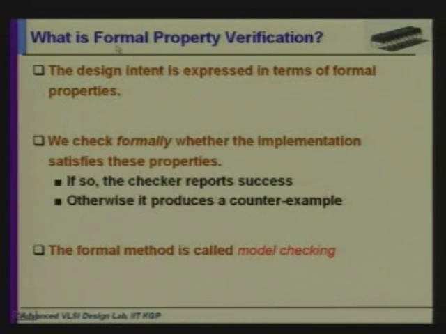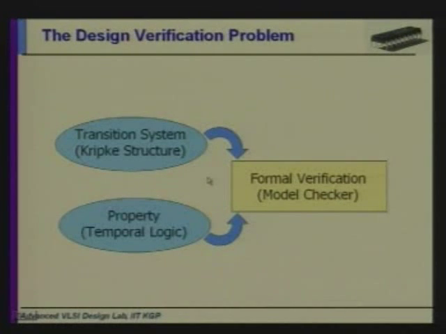So briefly, formal property verification is as follows. The entire design intent, that is the correctness requirements, is expressed in terms of formal properties. I will discuss what is meant by formal properties. Then we check formally whether the implementation satisfies all these properties or not. If the implementation satisfies all the properties, the checker reports success, otherwise it gives a counter example, and this entire method is known as model checking.